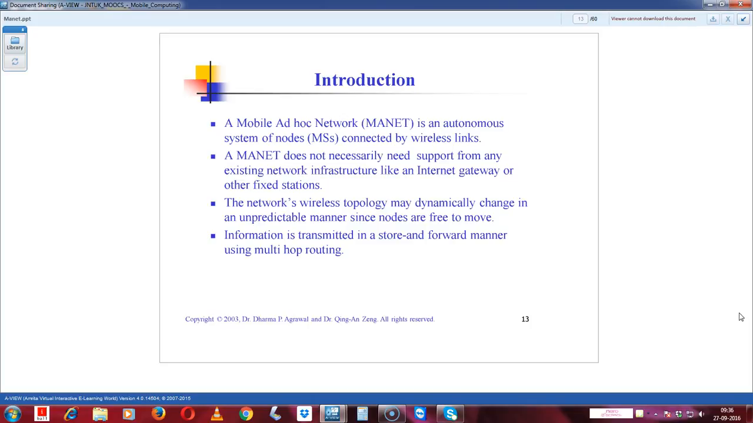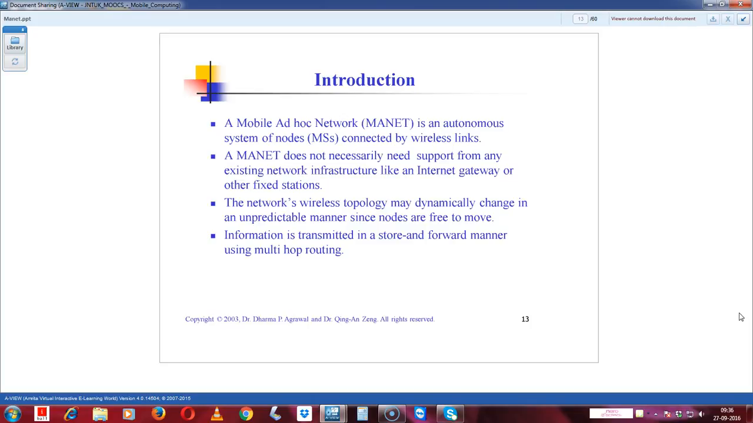Now, what is this mobile ad hoc network? This is an autonomous system of mobile stations connected by wireless links. As I told you, a MANET does not necessarily need support from an existing network infrastructure like an internet gateway or other fixed stations. The wireless network topology may change dynamically in an unpredictable manner since nodes are free to move. This is the point I was talking about.